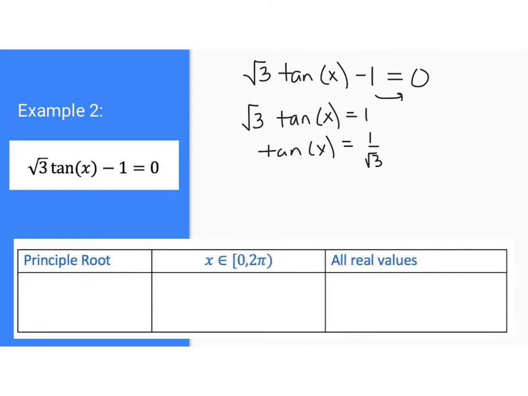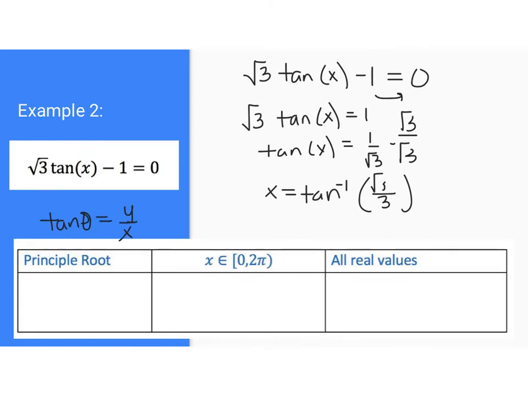Now here we know that our values on the unit circle are rationalized, so we can go ahead and rationalize at this point. And just to save a step, as I'm rationalizing, I'm also going to isolate the x by taking inverse tangent of both sides. As we look on the unit circle, let's remember that tangent of theta is going to be y/x. So I'm going to look for where y/x is root 3/3.